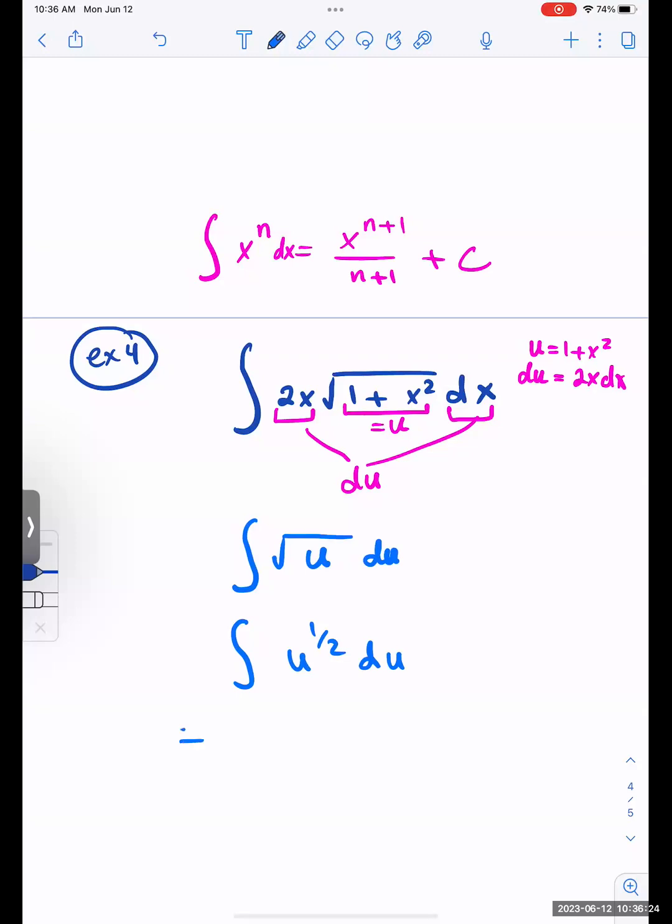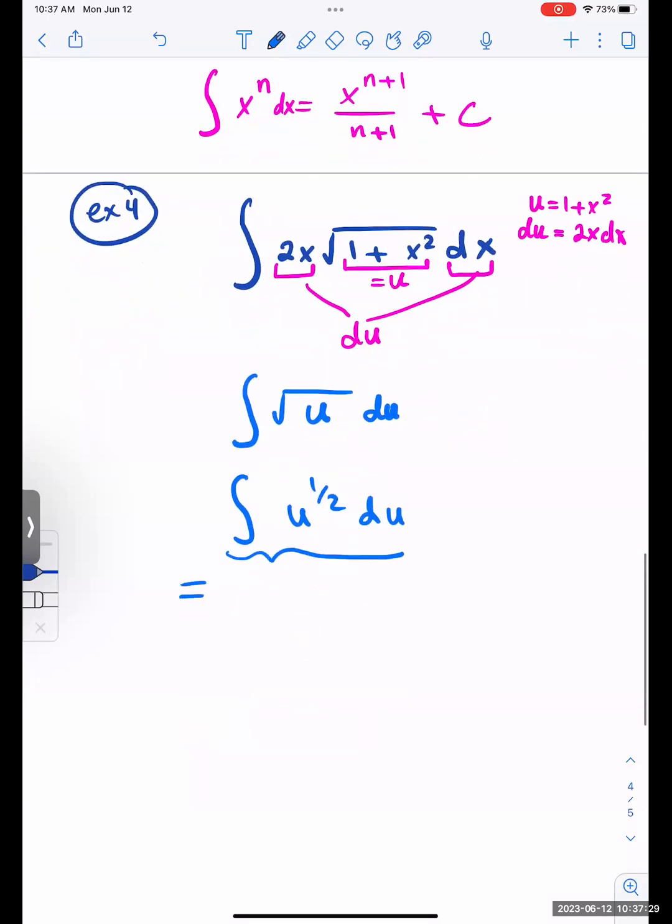So I want you to calculate this one. What is the integral of u to the power 1/2? And then substitute back u at the end. So let's say a minute. So let's do it together.